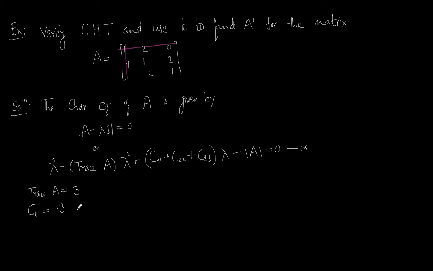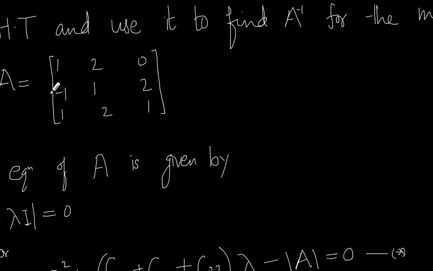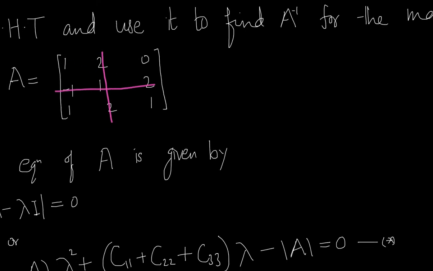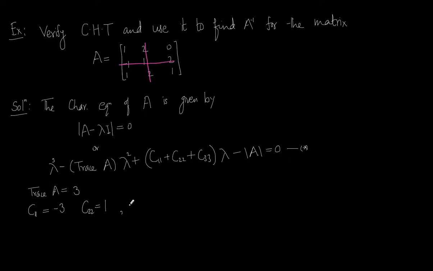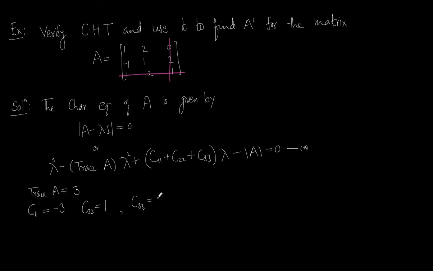For finding C22, that means the cofactor corresponding to the entry A22, it can be obtained by just removing the corresponding row and column of A22. Find the determinant. It will be 1 minus 0, which means it will be 1. Similarly, we can find the cofactor corresponding to the entry A33, denoted by C33. Just remove the third row and corresponding column. You will get 1 minus minus plus plus 2, which means it will be 3.